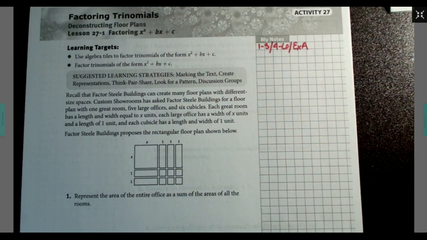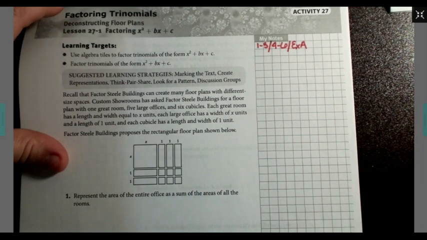Each great room has a length and width equal to x. Each large office has a width of x units and a length of 1, and each cubicle has a length and width of 1 unit. Factor Still Buildings proposes the rectangular floor plan shown below.